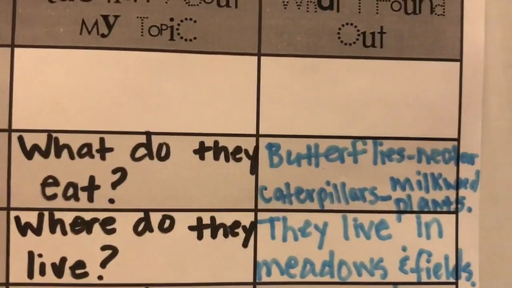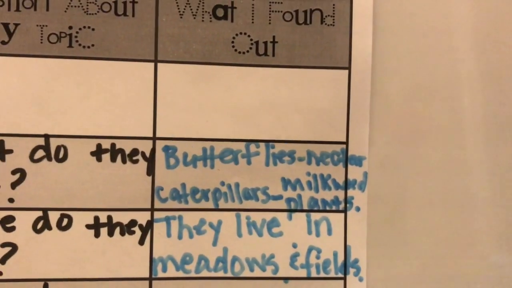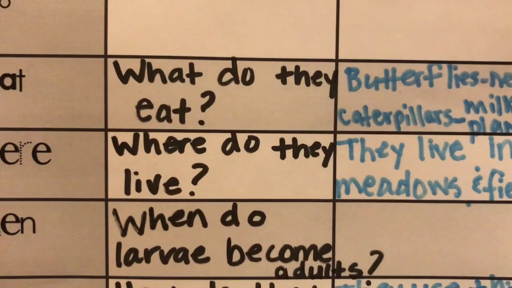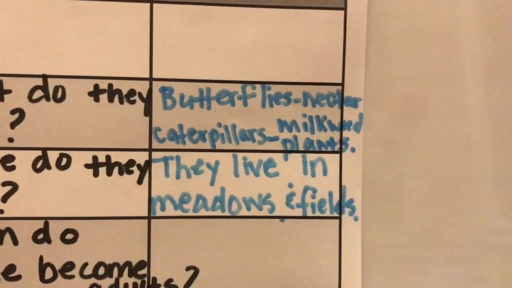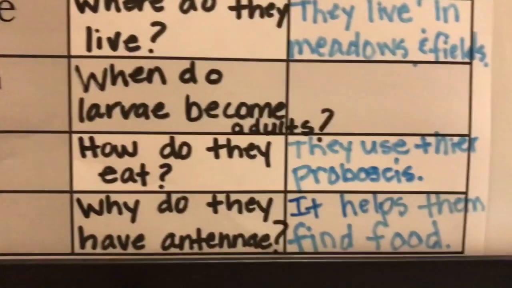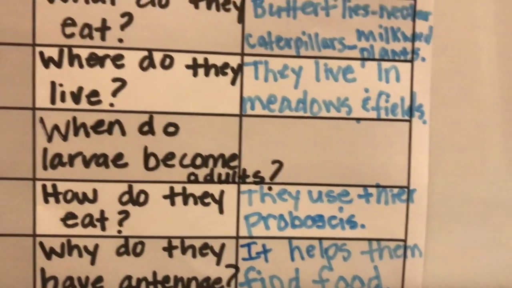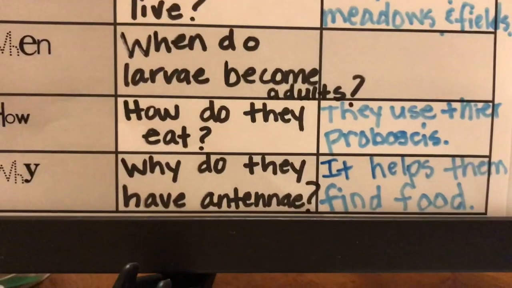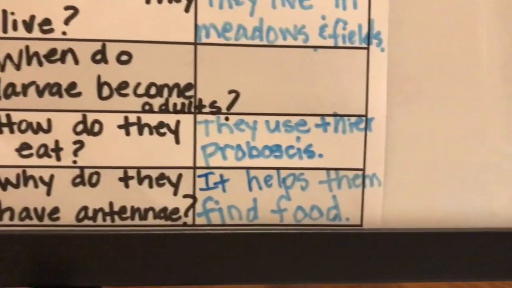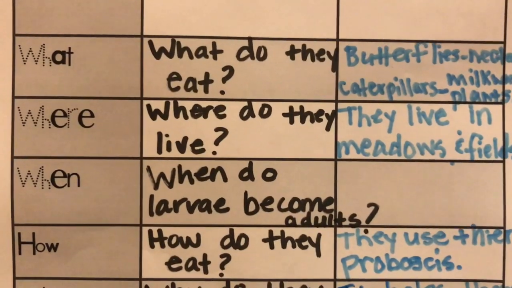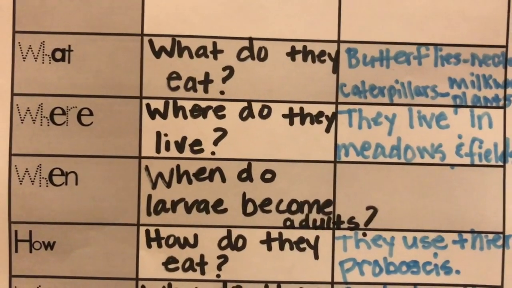So far we've answered, what do they eat? Butterflies drink nectar. Caterpillars eat milkweed plants. Where do they live? They live in meadows and fields. How do they eat? They use their proboscis to suck out the nectar. Why do they have antennae? It helps them find their food. So our last question is, when do larvae become adults?